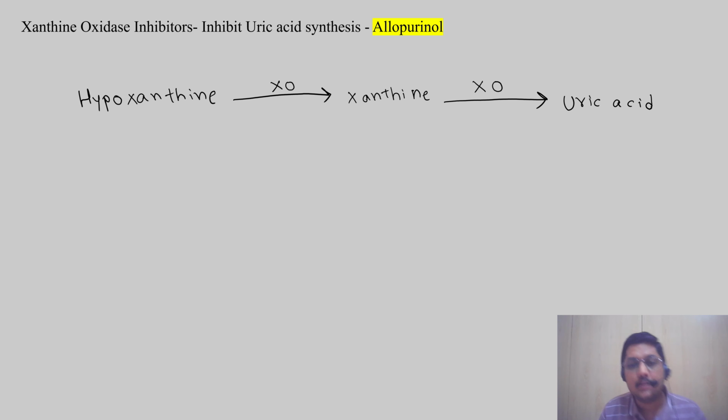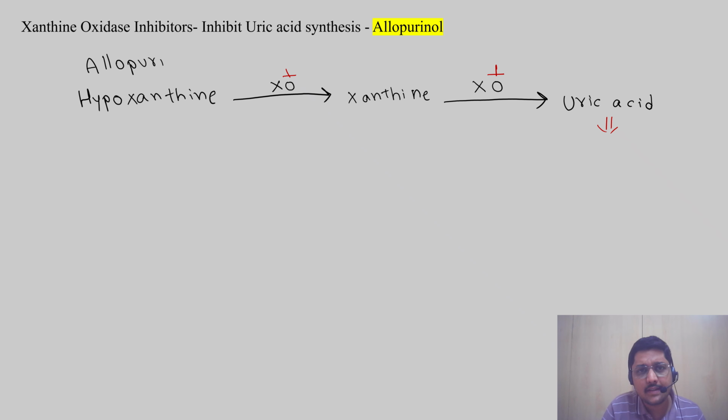So what is our target in gout? We need to decrease the uric acid here, right? So if I want to decrease the uric acid level, I can inhibit this enzyme, competitively or non-competitively. So we developed some drugs which act by inhibiting these enzymes. What are those drugs? Allopurinol.